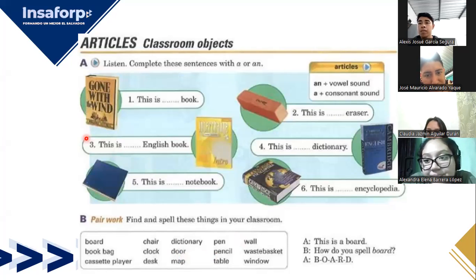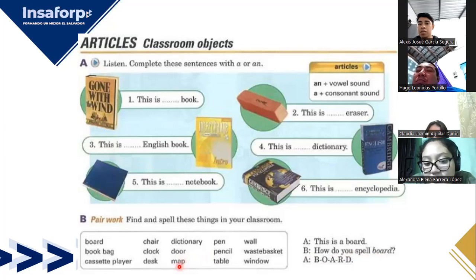José Mauricio Alvarado. Hello, Mauricio. Help me with this one. This is a map. How do you spell map? Listen carefully to what I'm asking you. How do you spell map? ¿Cómo lo deletrea? M A P. Thank you.